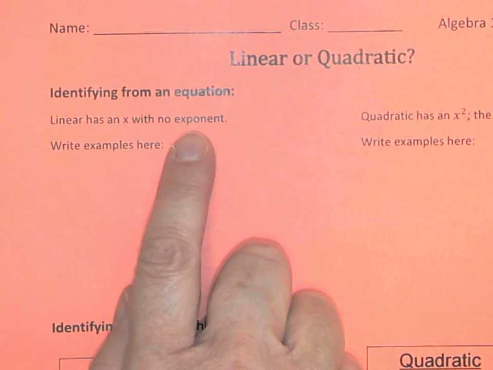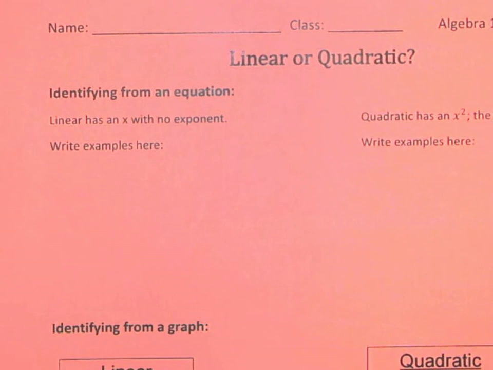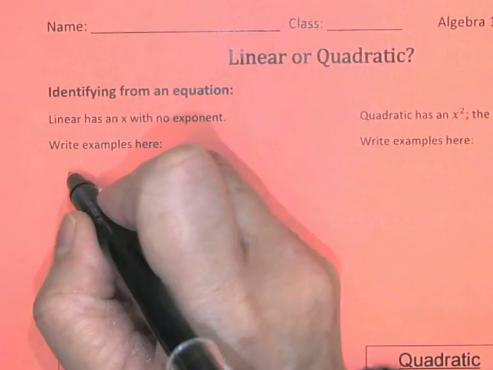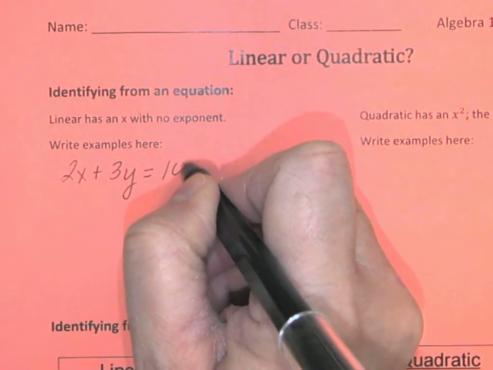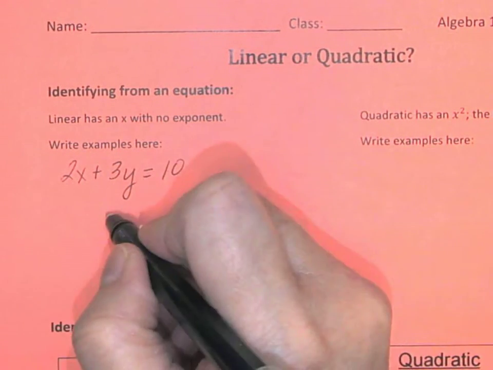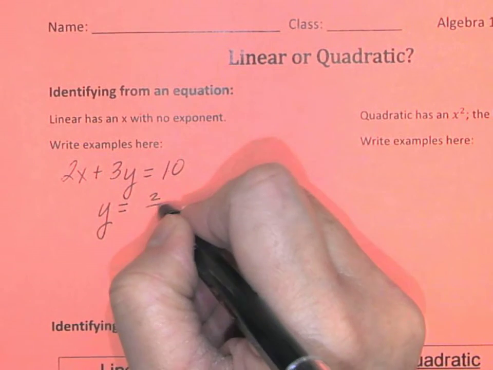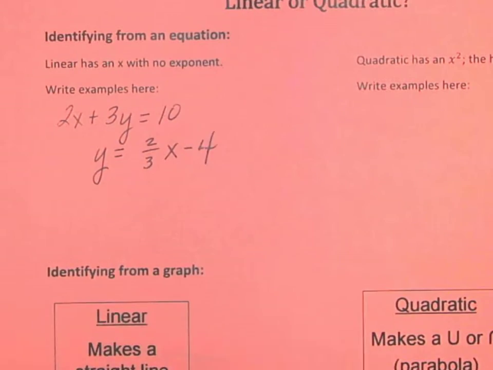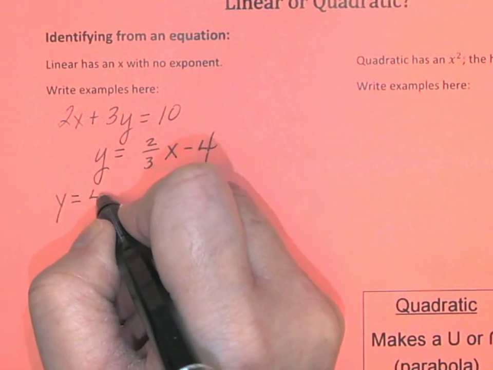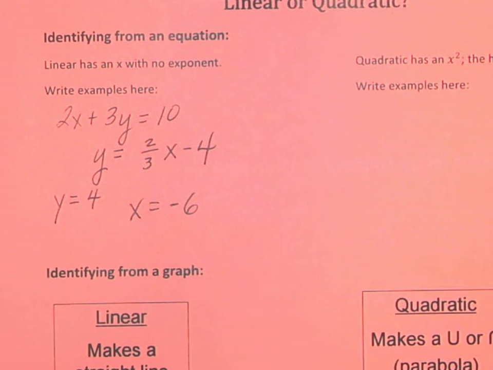So linear would have an x with no exponent. It would have an x or a y or both. So remember, we saw linear equations like this. That was standard form. We saw them like this. That was slope-intercept form. We saw just a y. That was a horizontal line. We saw just an x. That was a vertical line, but no exponents anywhere.